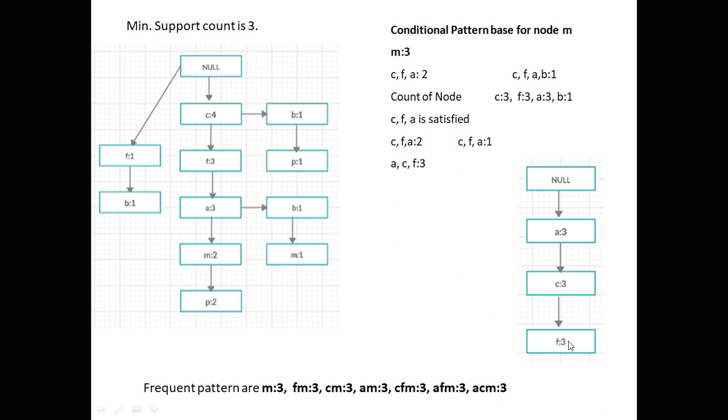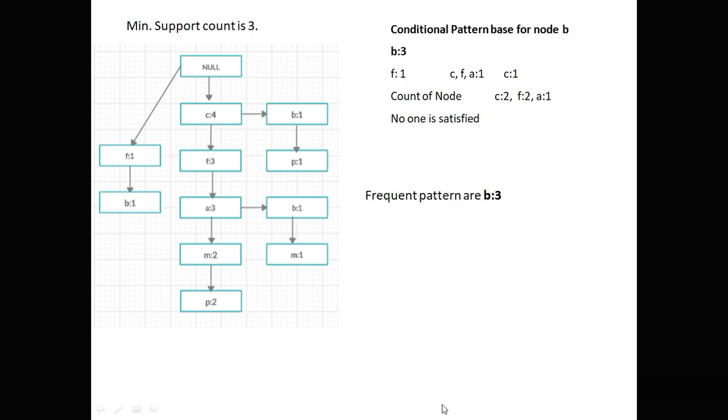Now from this tree we generate the frequent patterns. The first frequent pattern generated is M3. After that we take the two-item set combinations, that is F with M: F is 3, so FM3 is possible; CM with 3 is possible; AM with 3 is possible. Now we take the combinations of three-item sets: CFM, as C is 3 and F is 3, so M3 is possible. After that we take AFM, 3 possible because all are 3, and after that we can take ACM 3 times. So these are the frequent patterns generated from the node M.